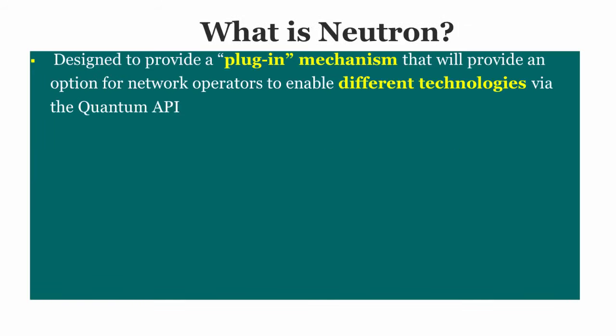Using Neutron, we can provide plugin mechanisms. These plugin mechanisms are flexible across various technologies via the Quantum API. Even if each company is using very different technologies, if they use the Neutron plugin mechanism, they can control all these various technologies based on the networking service.